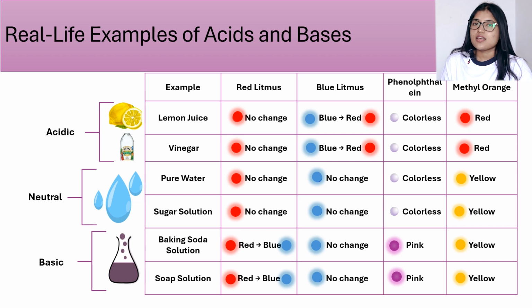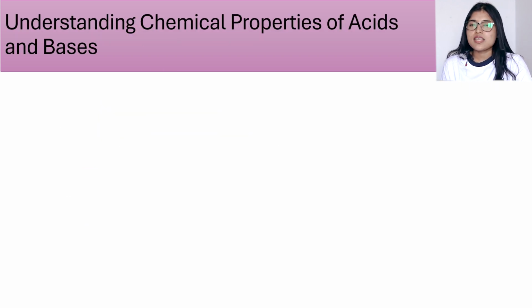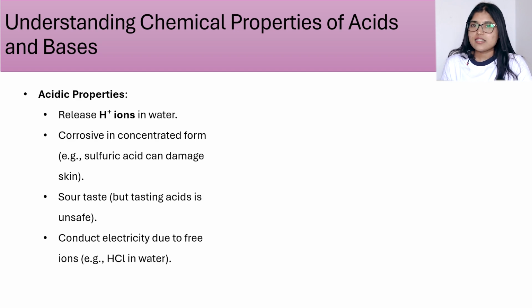Basic substances such as baking soda solution and soap solution change the red litmus paper to blue but do not change the blue litmus paper, and the phenolphthalein indicator changes to pink and methyl orange indicator changes to yellow. Let us understand what are some basic chemical properties that these acids and bases show. Acids release H plus ions, as we discussed earlier.